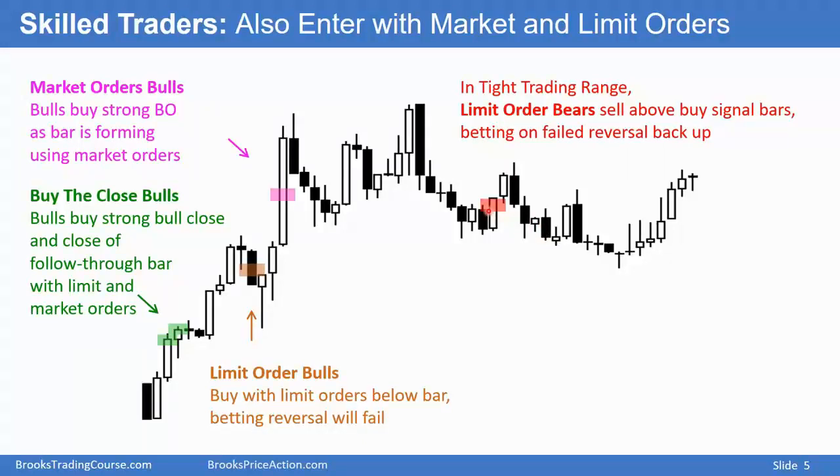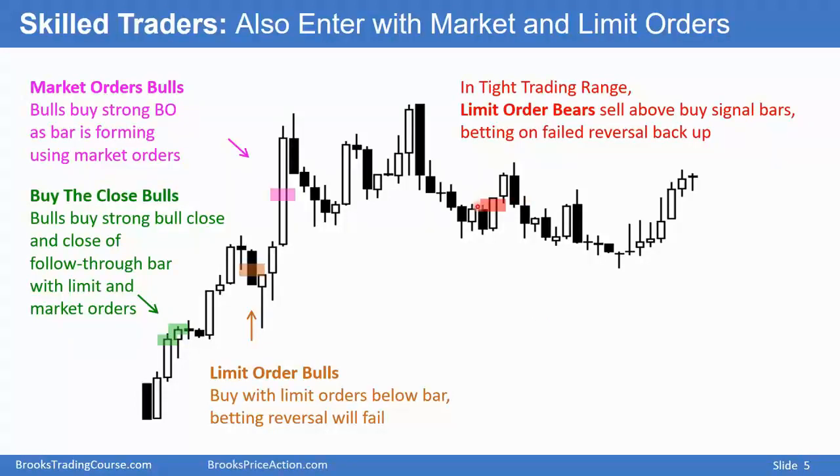Bears will bet that there'll be sellers above the high of this bull bar and a second leg sideways to down. They'll therefore sell with a limit order at the high of the prior bar and possibly add on higher, looking for a scalp. They're betting that the breakout above the high of this bull bar will fail. There'll be sellers above and the market will trade down far enough for a scalp.